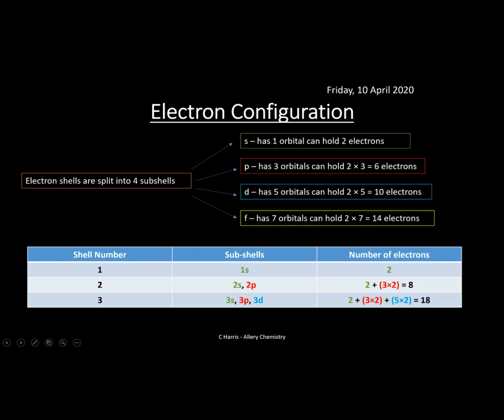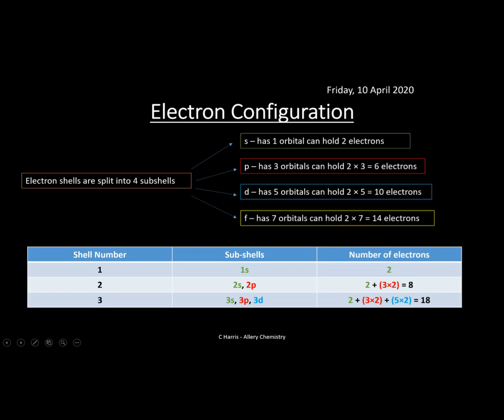At A-level, we can split that into a subshell, and that's 1s. Okay. The second shell, now at GCSE, you have 8 electrons in that second shell. At A level, that shell is actually split into 2 subshells. So that's 2s, and a 2p.